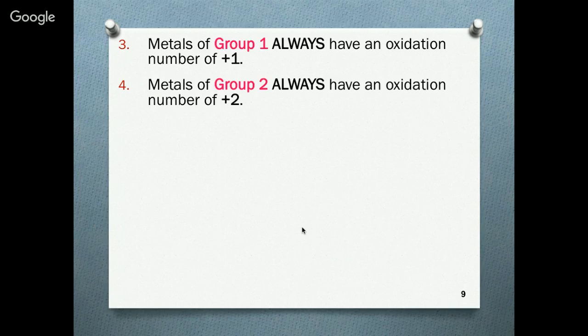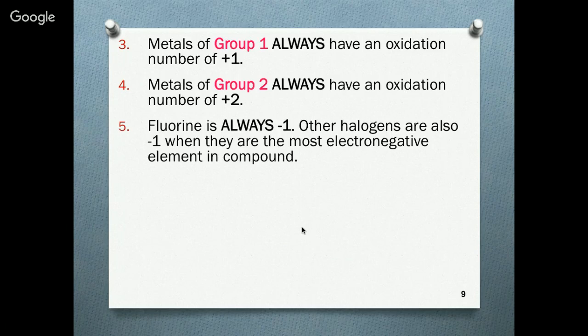If you look at your reference table and you're opened up to the periodic table, every metal in group 1 is always going to be plus 1. You can see that just by looking at the top right-hand corner of each box. You see that everybody in group 1 is plus 1. If you're in group 2, you're going to have an oxidation number of plus 2. Fluorine is always minus 1. Other halogens are also minus 1, when they're the most electronegative element in the compound.